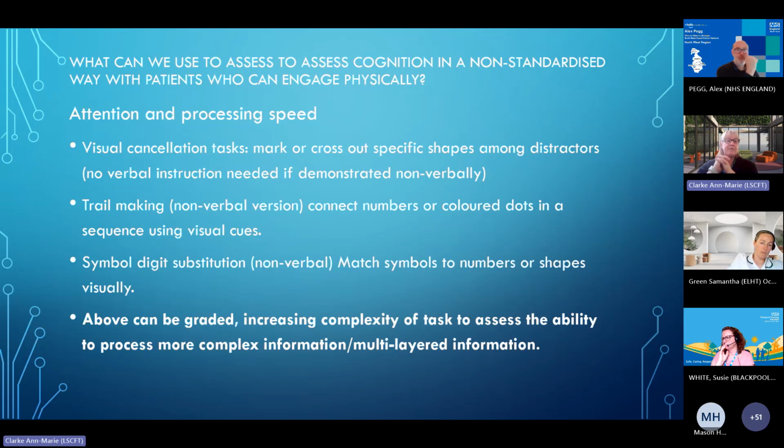Are they at that level where they can identify what you're asking them to do? The trail making, which is a little bit like what's on the MoCA, but you can have it a little more at a basic level. You might just be connecting numbers or coloured dots in a sequence. Again, you can do that through demonstration. That's symbol digit substitution, matching symbols to numbers or shapes visually. And obviously all these tasks can be graded, increasing in complexity. So if you set off at a basic level, you can then move up to more multitasking and following a rule.